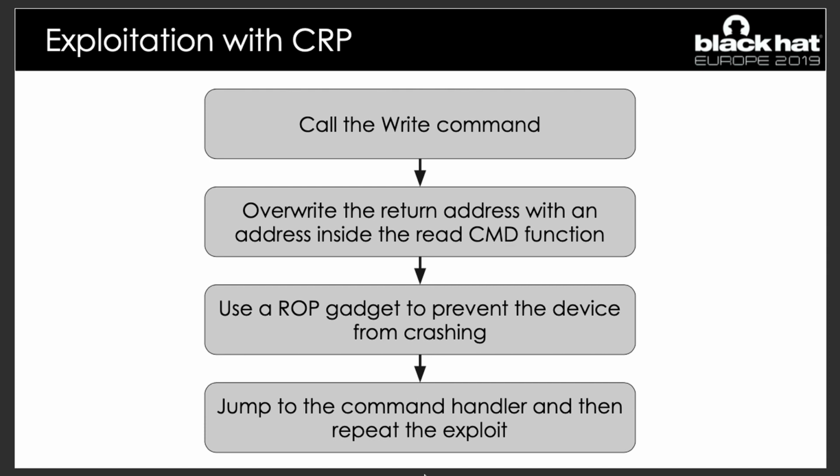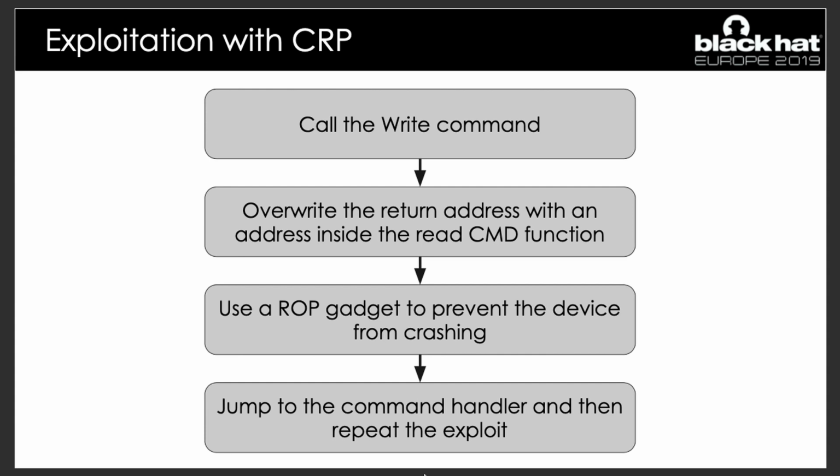So at first, we called the write command. OK. We overwrite the return address of the write command and make it jump somewhere inside the read command. Why didn't we jump to the first instruction of the read command? Because we want to control the stack. We want to control the registers. So we had to bypass the push instruction. So we jumped somewhere inside this function.